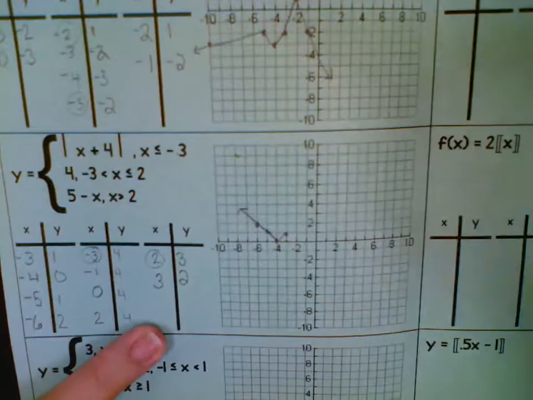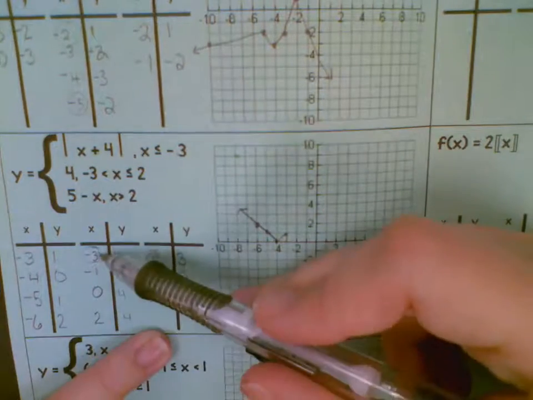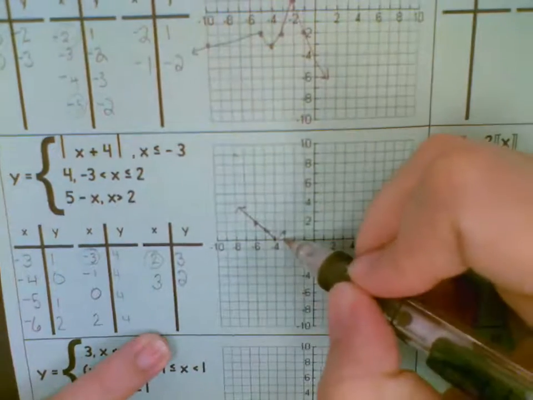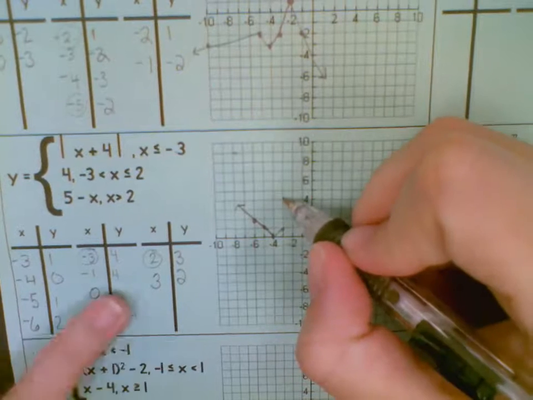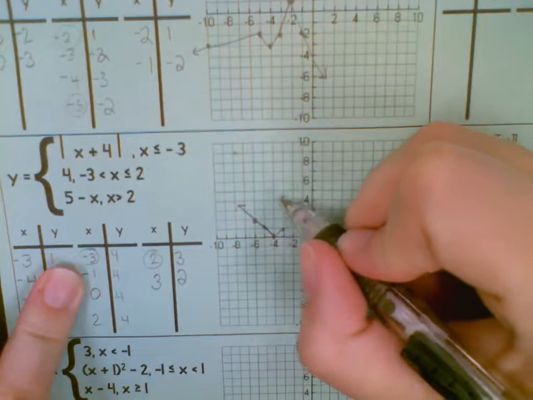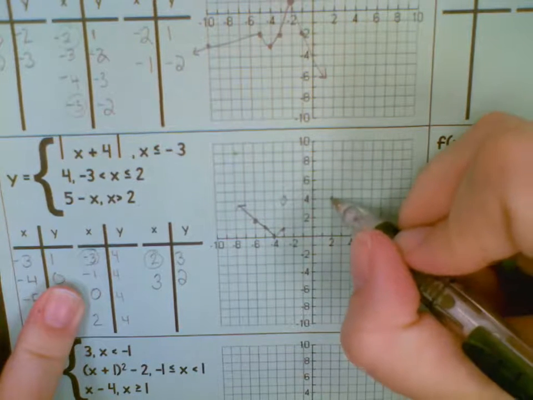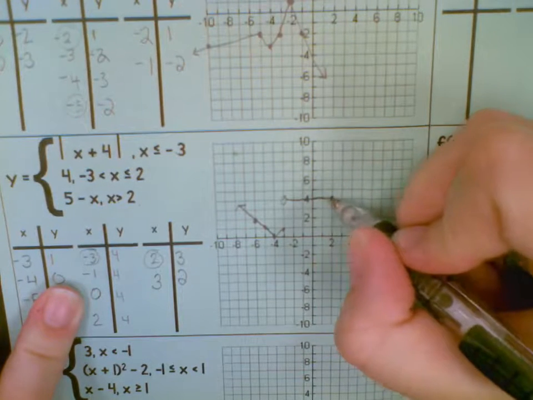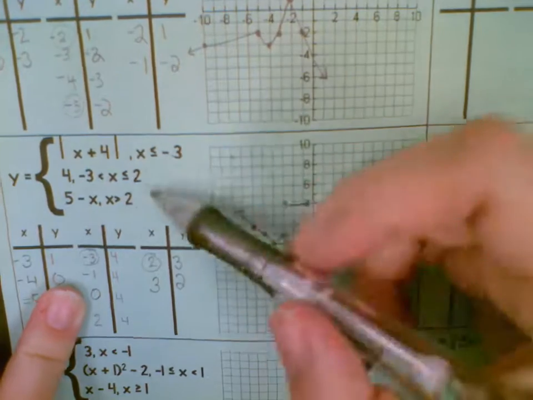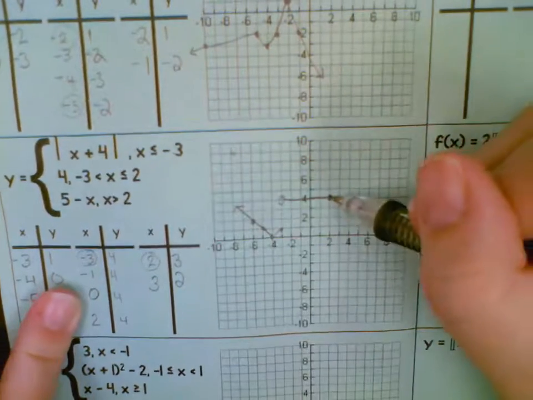Our middle graph, we know it's just all the numbers 4 from -3 to 2. So at -3, we're at 4, but it can't equal it, so we're going to draw a hole. And then we go all the way to 2. And 2 was equal to, so we color in the hole.